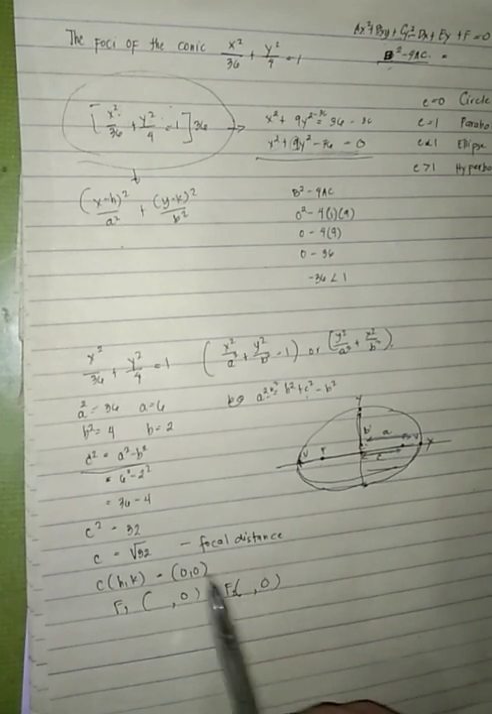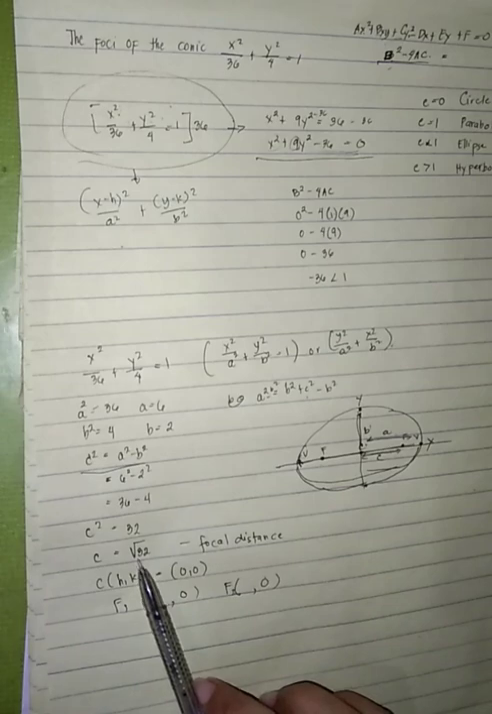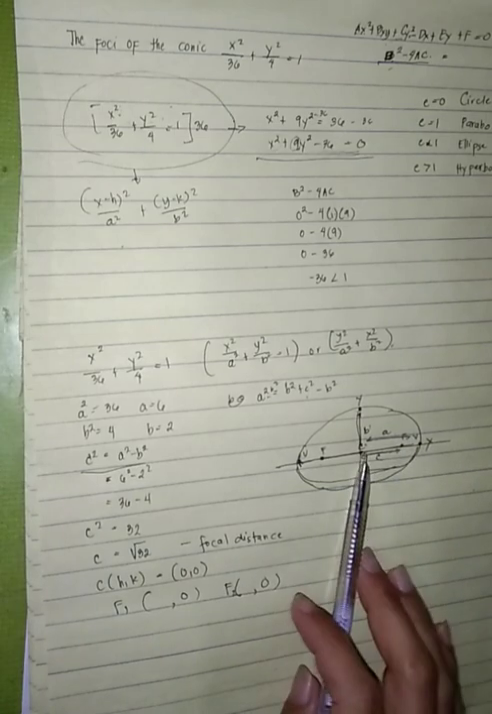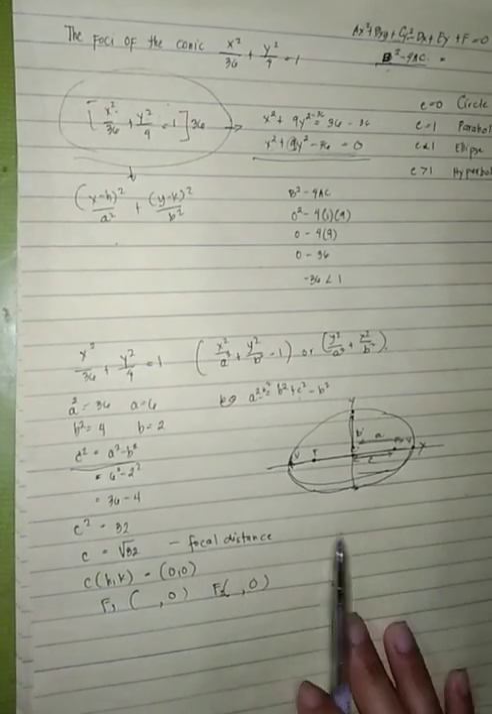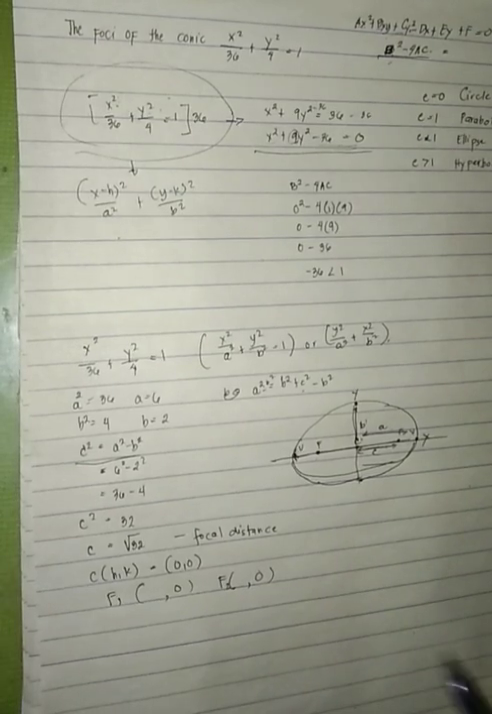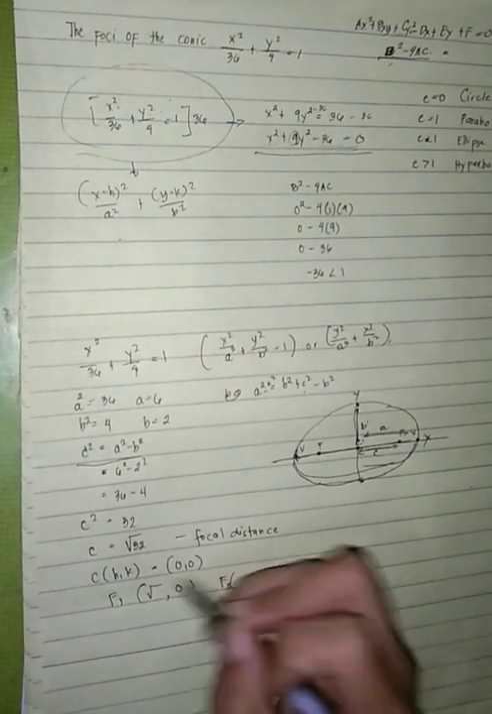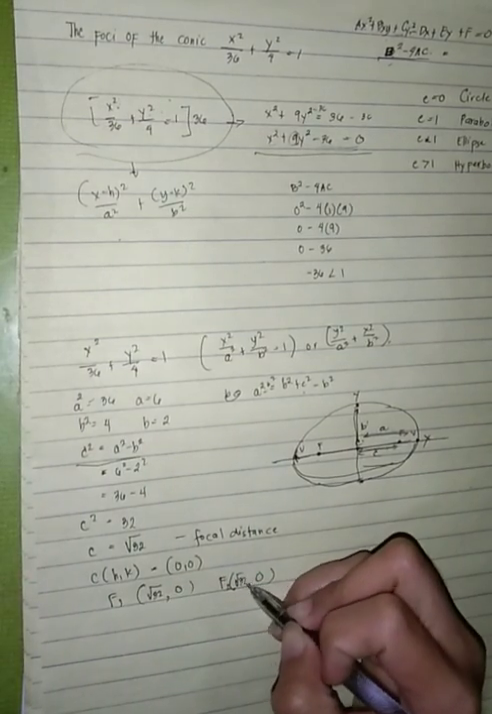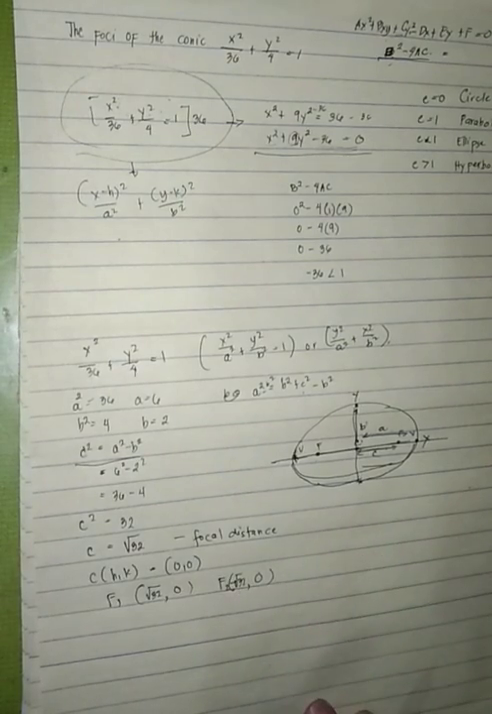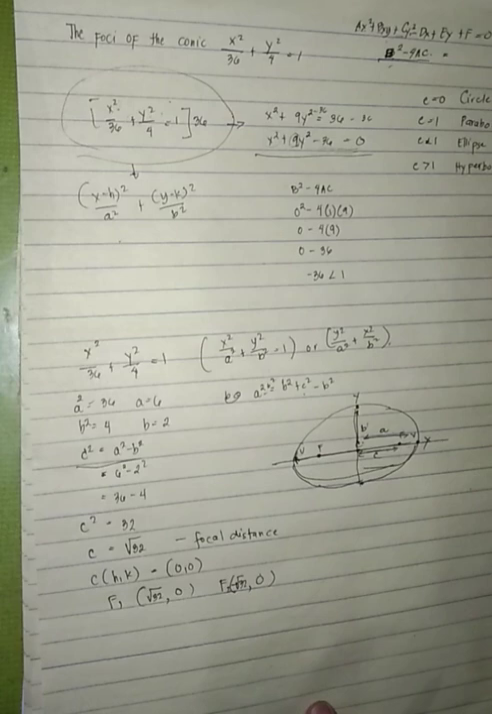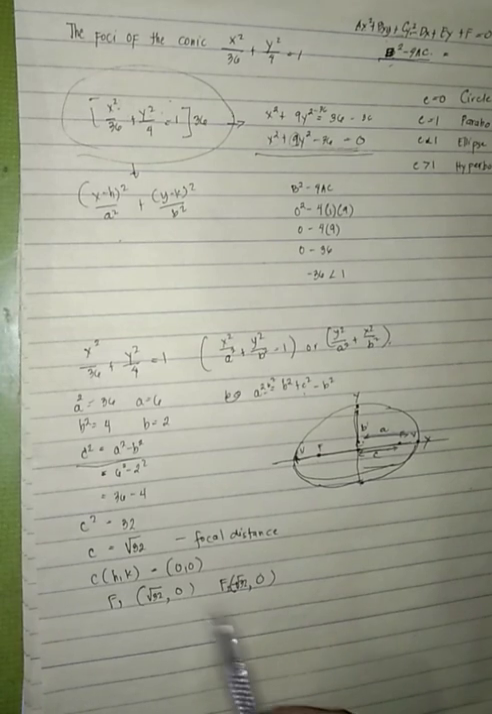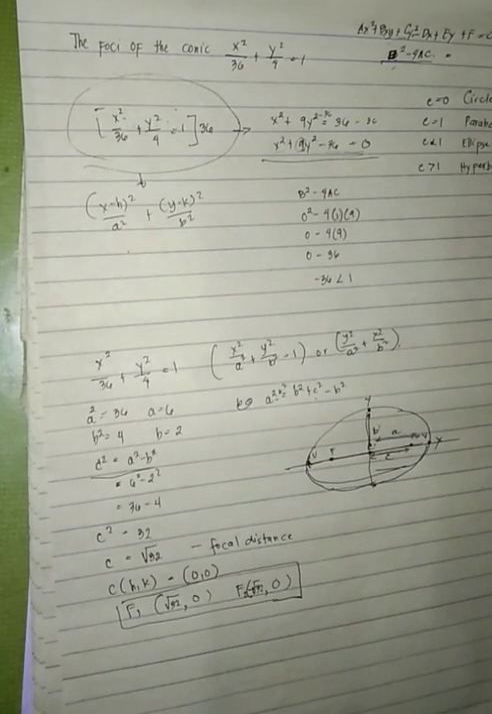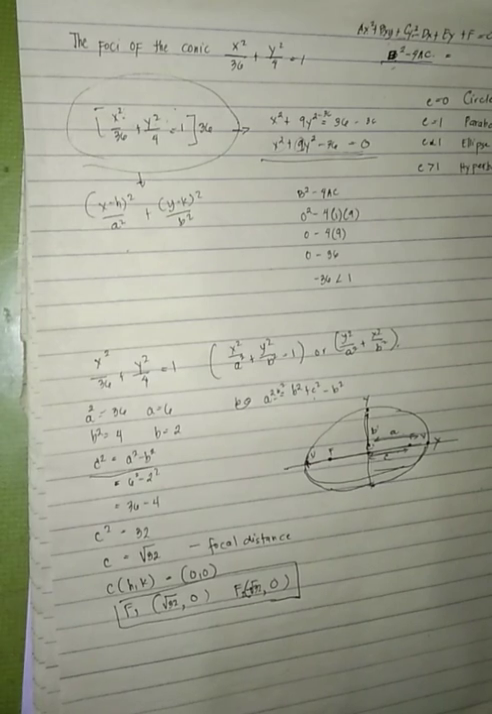So, if our focal distance is the square root of 32, we add and subtract it, because we have a focus on the positive side and a focus on the negative side. So, 0 plus the square root of 32 and 0 minus the square root of 32. And so that will be the coordinates of our foci. So, I have an answer to my problem. That will be the foci of the conic x squared over 36 plus y squared over 4 is equal to 1.